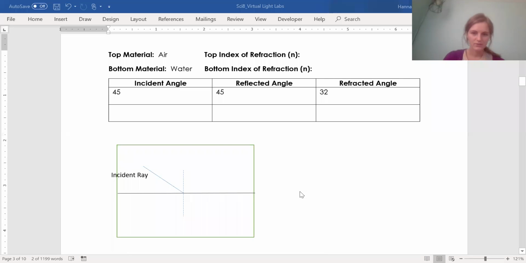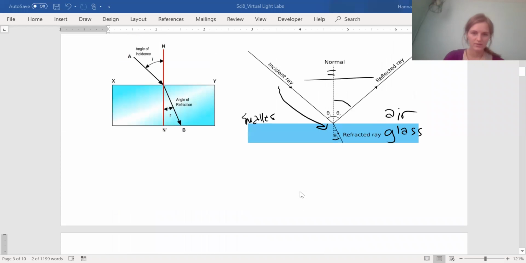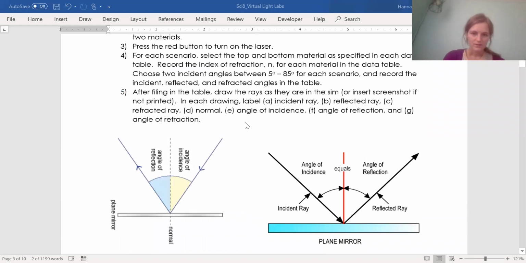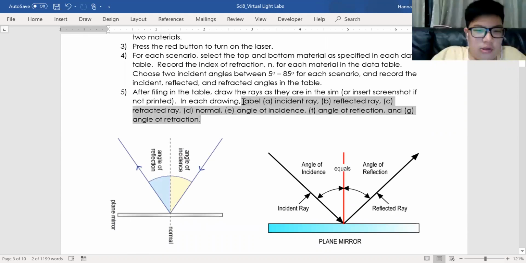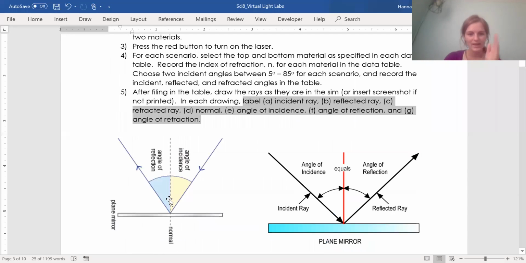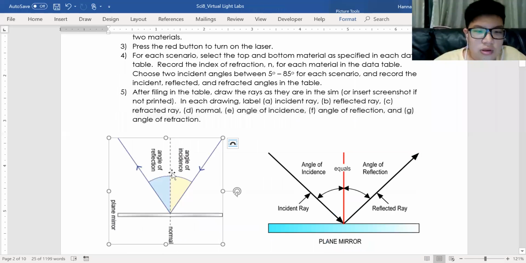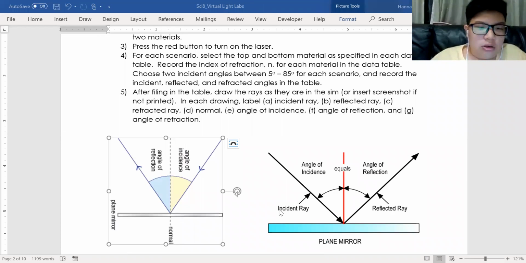I believe I made a list for you here. Oh, okay. And don't forget about normal. Normal is that 90-degree line, which is pretty important because that's where you measure from. What's the thing for number 4?